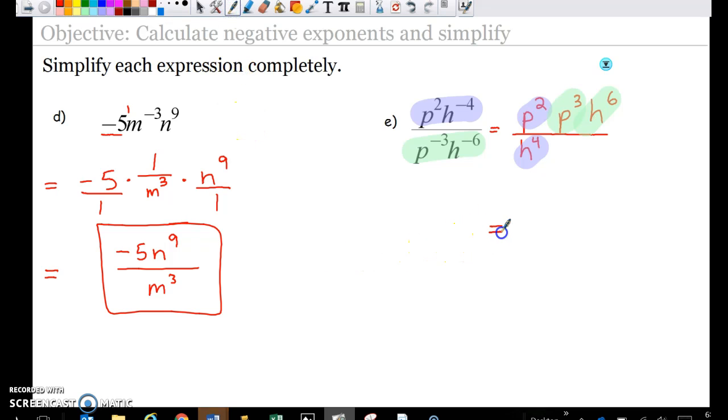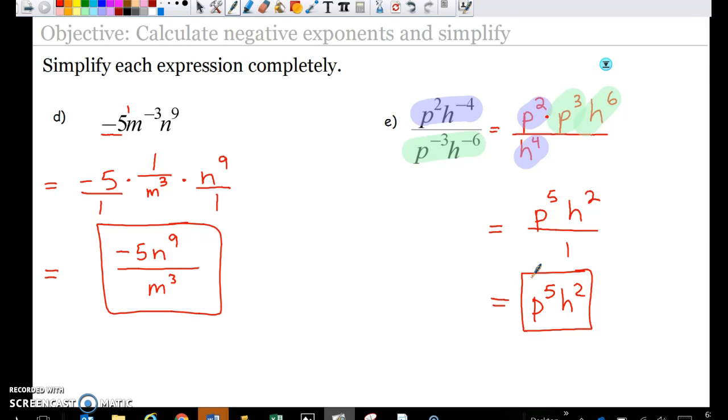Now we can simplify this expression by using our product rule, p to the 2nd times p to the 3rd. What do I do with these exponents? When I multiply, I add the exponents if they have the same base. And when I divide h to the 6th divided by h to the 4th, I'm left with 2 more on the top of the fraction. So I'd have h to the 2nd over 1. You don't have to put the over 1 there, but I just wanted to show you that everything in the denominator went away. So my answer, my simplified expression, is p to the 5th, h to the 2nd.